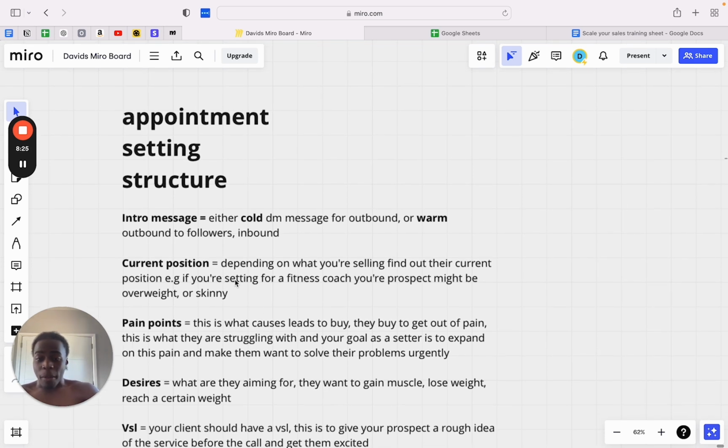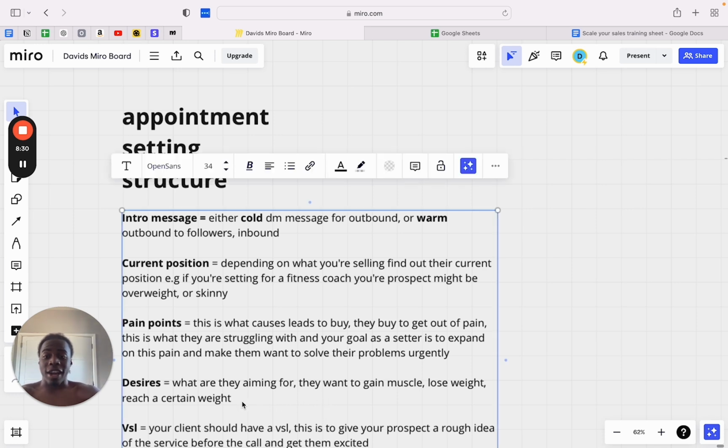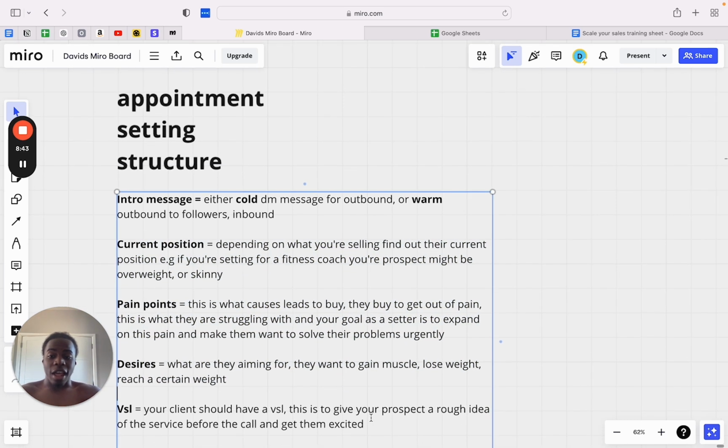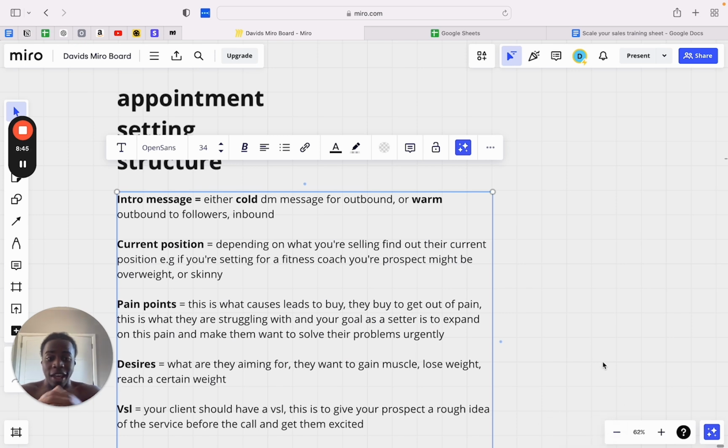After you've figured out their current position, their pain points, and their desires, you've got 3 things right now that you can really play on. You've got 3 things that you can really expand on to make your prospect want to solve this issue, want to get on call with your client, with your closer. Your client should have a VSL. A VSL stands for video sales letter. The purpose of a VSL is to get your prospect hyped up about getting on call with you, okay?